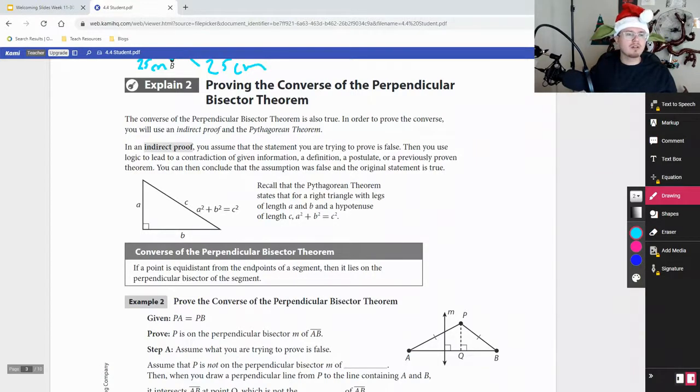So in order to prove the converse, you need to use an indirect proof. That's a new vocab word. In the Pythagorean theorem, shout out your boy Pythagoras. Actually, I don't know if he's a person worthy of shouting out as a human. I know mathematically he is.